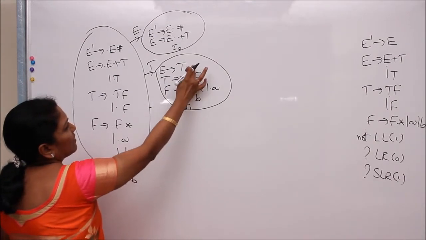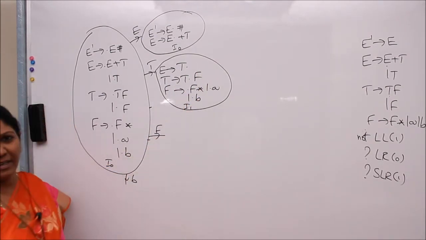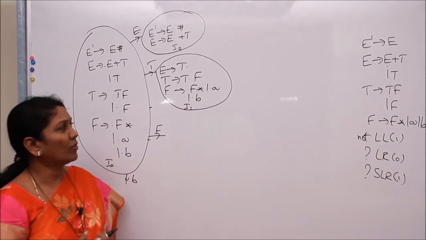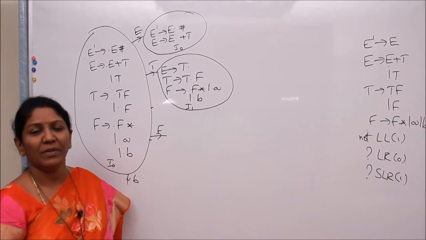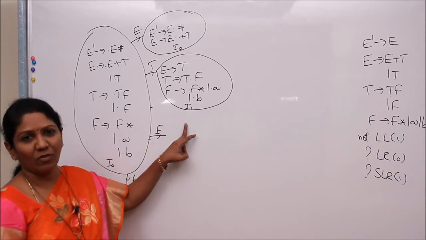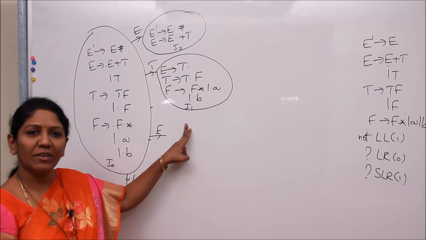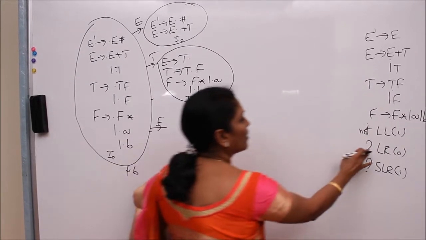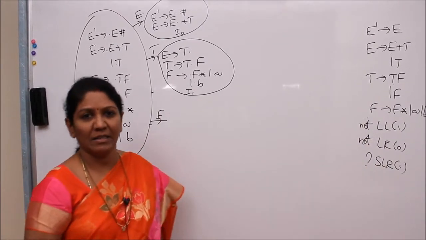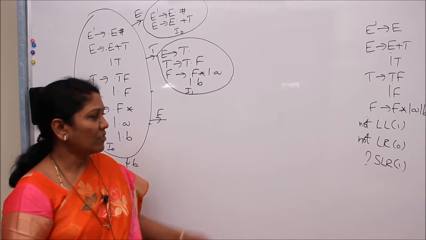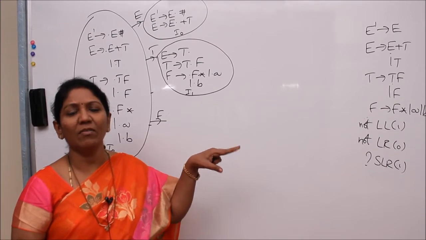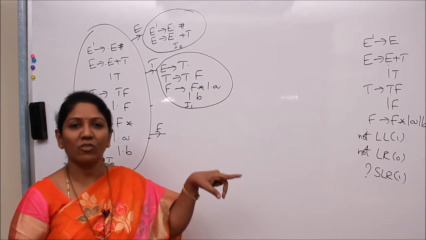In the state I1 there is a final item together with non-final items. Whenever there is a final item together with a non-final item, what do we call that? That's a shift-reduce conflict. While drawing the DFA itself, whenever you come across any such conflicts, either a shift-reduce conflict or a reduce-reduce conflict, we can immediately conclude that this is not LR0. And the best way even to check for SLR1 is, before going further, you can check whether this conflict can be resolved by SLR1.